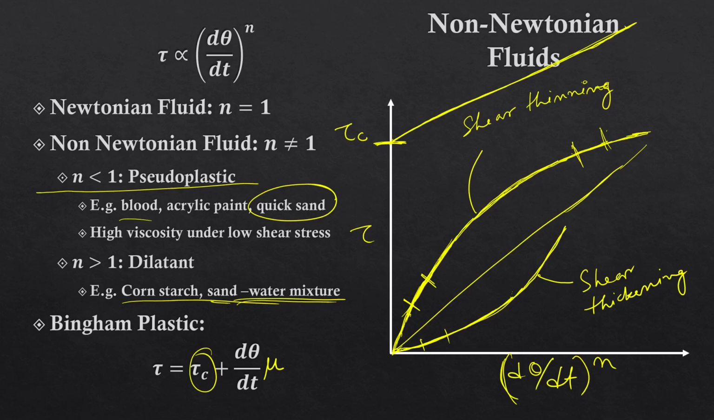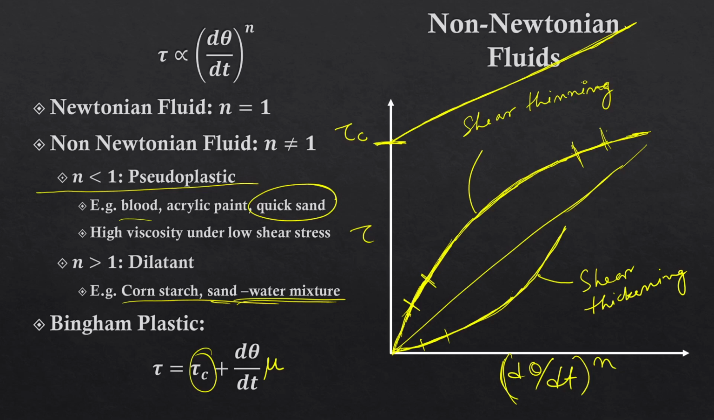So this is, for example, like your toothpaste. When you put that toothpaste on top of your toothbrush, it will stay like that as if it is a solid. But the moment you apply some force, some shear stress, it will start flowing like a liquid, although a very viscous liquid, but still liquid nonetheless. So these are different types of non-Newtonian fluids.